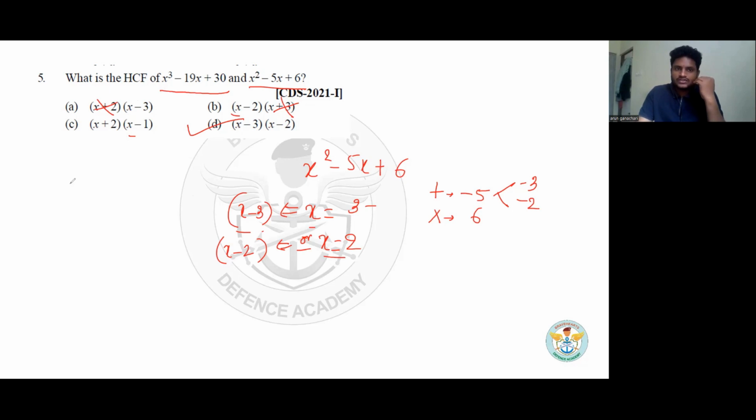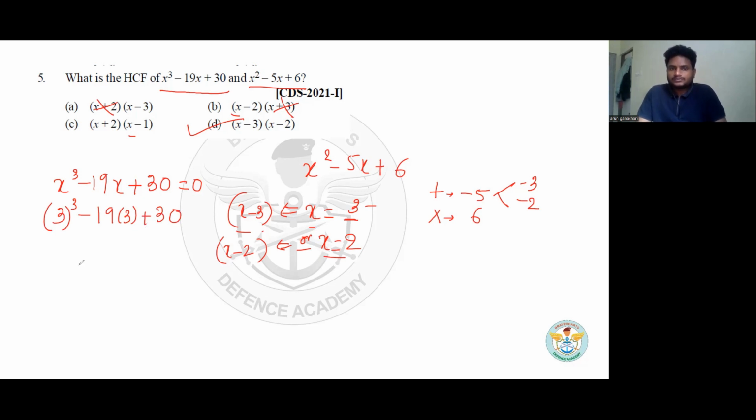How will you check this? We'll substitute it in the other equation. What is the other equation? x cube minus 19x plus 30 is equal to 0. Now I'll substitute this 3 in this equation. If I substitute 3 in this equation, it will become what? 3 cube minus 19 into 3 plus 30. What is 3 cube?